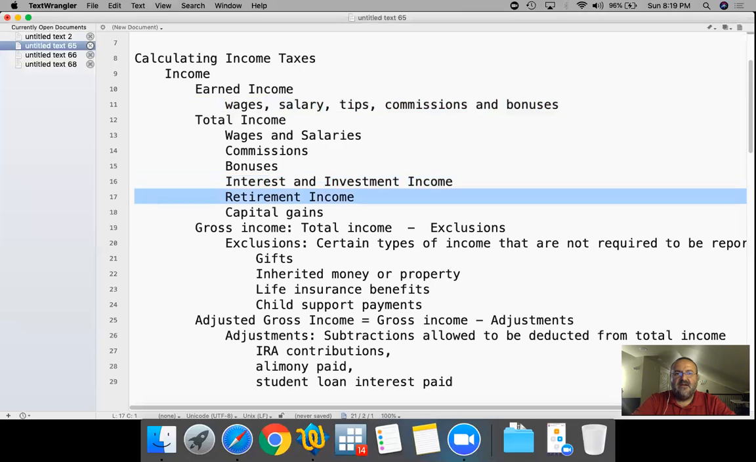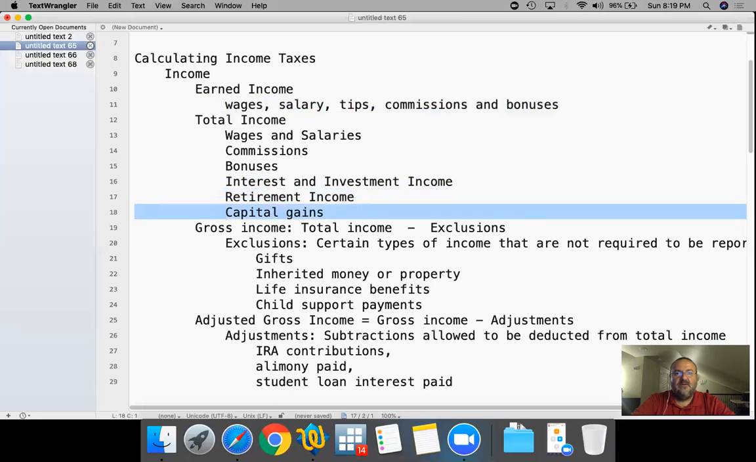If you are retired or receiving some sort of retirement income, you will have to report this within your total income. These are not considered earned income, but they are included in your total income. And then finally, your capital gains are considered total income. Now, capital gains is a very specific term. So you buy a stock at $100 and you sell it at $120, you make a $20 profit.